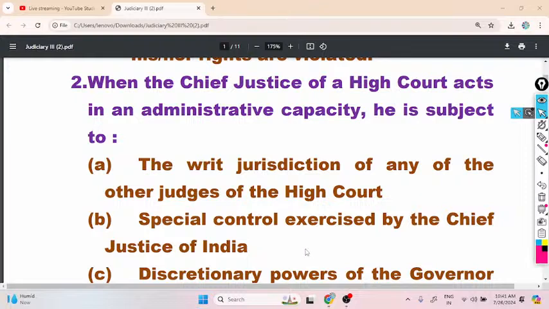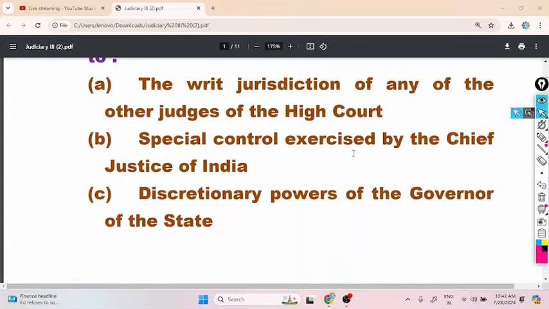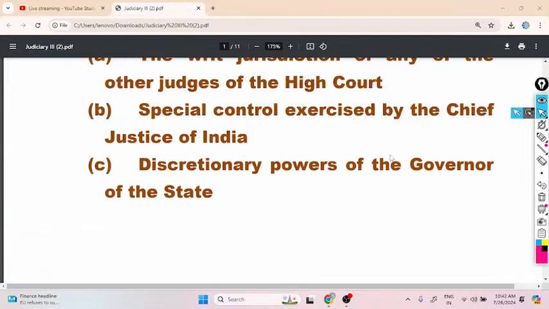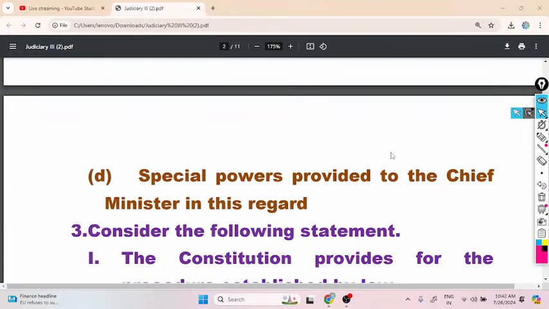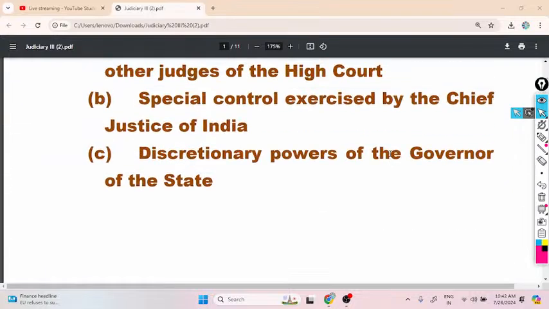Any law made by the High Court for the control or superintendence of the subordinate courts requires prior approval of the governor, and it must be in conformity with the existing laws of the state. That means the administrative power of the High Court over subordinate courts is not absolute in nature. So Article 227, clause 3 says that any provision made by the Chief Justice of the High Court with regard to the superintendence of subordinate courts must be in conformity with the existing laws in the state and must get prior approval of the governor. That is answer C, therefore. Answer option D, special powers provided to the Chief Minister in this regard, no. So C.